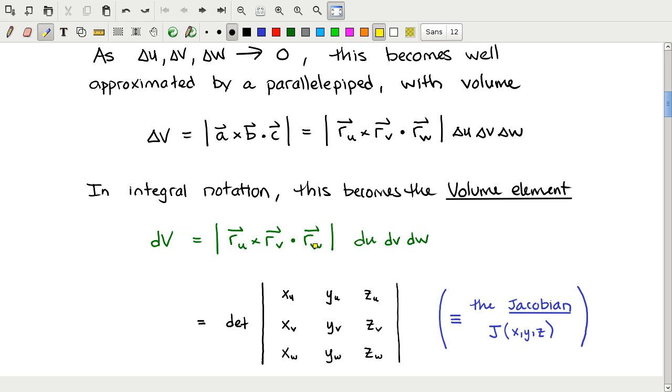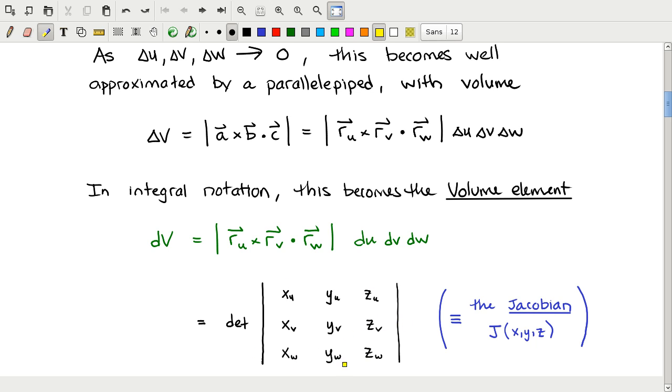Now you may also recall that we had a sort of a shortcut for computing this scalar triple product. If we take these three partial derivatives and we write the x component, y component, z component of the u partial derivative on the top row, that would be x_u, y_u, z_u. Then we write the second vector on the second row, x_v, y_v, z_v, and the third vector on the third row, x_w, y_w, z_w, the scalar triple product equals the determinant of that matrix.